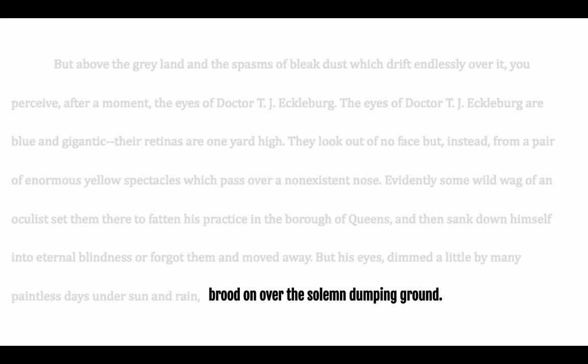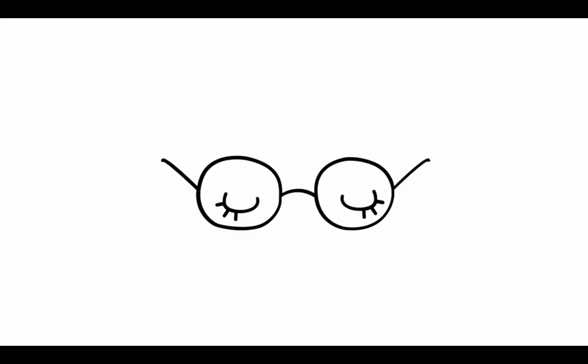And the eyes are brooding or thinking very deeply about something that makes them unhappy. They may literally be a billboard advertising an eye doctor who forgot about his billboard, but more figuratively, they kind of make me think about the eyes of God. Like these eyes are watching out over us, except these eyes are dim and look out on a lifeless ash heap, which is basically the opposite of how I think of God watching over us.